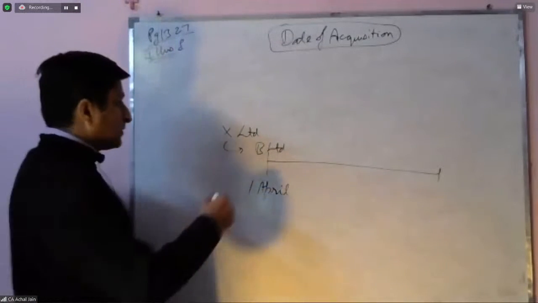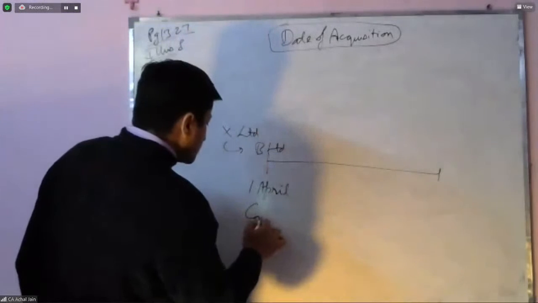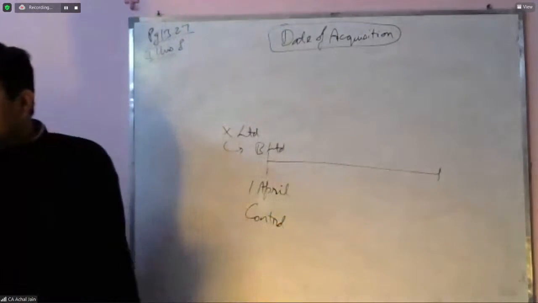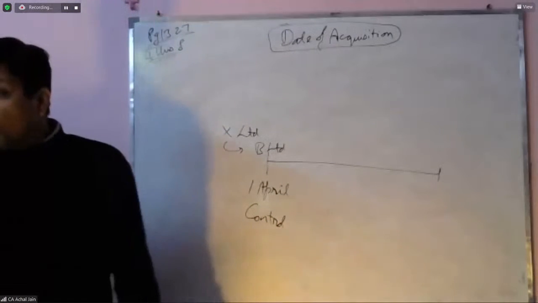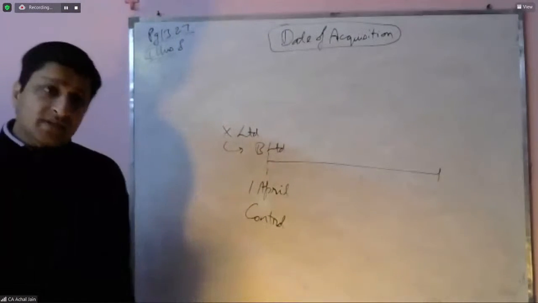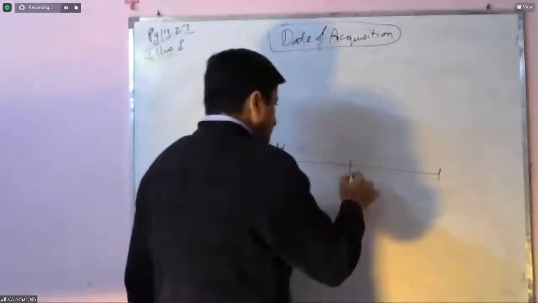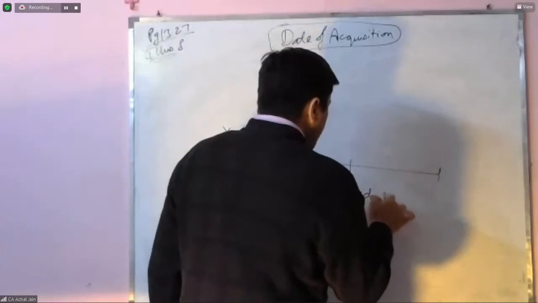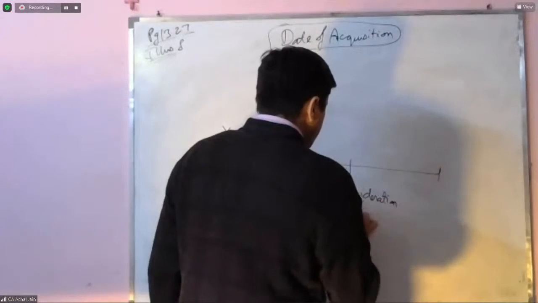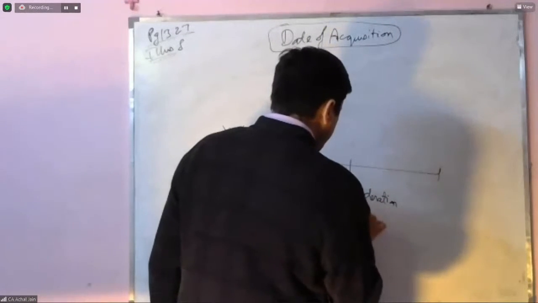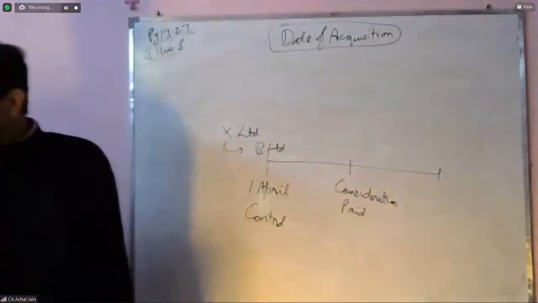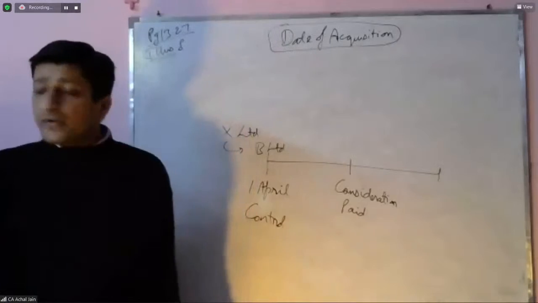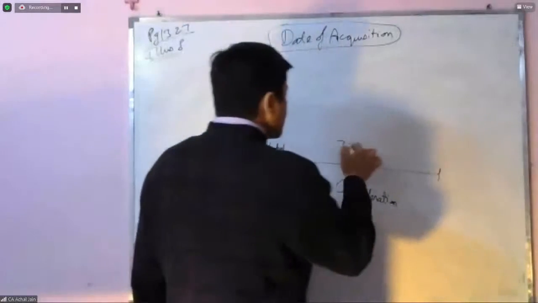However, so the control is on this date. However, the consideration will be paid only when the shareholders' approval is received. So let's suppose this is the date when consideration is paid. Shareholders meeting is scheduled to happen on 30th of April. So which date is this? 30th April.